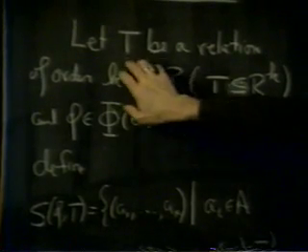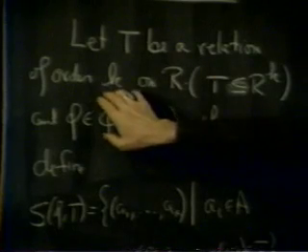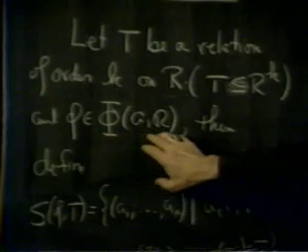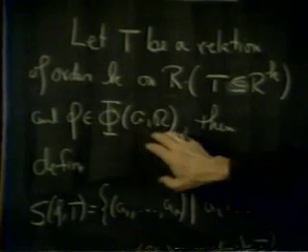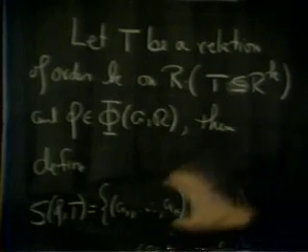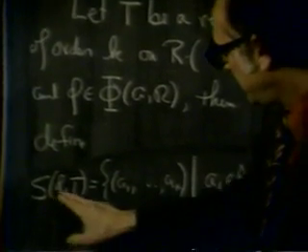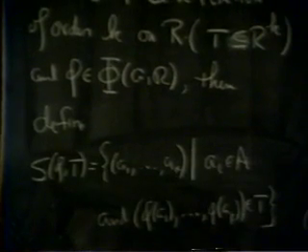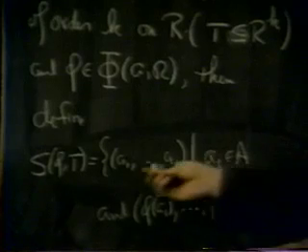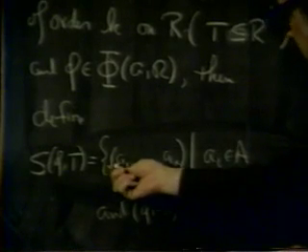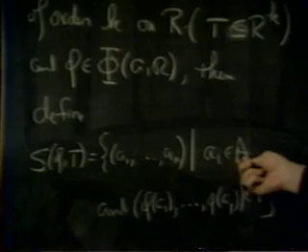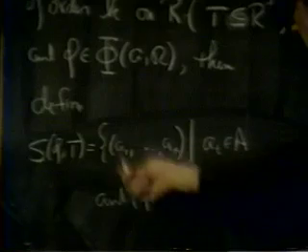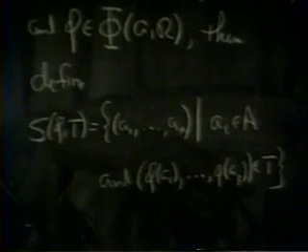So we let T be any relation of order K on R, and we let little phi be any homomorphism from A to R. Then I'll define the set S of phi and T. It depends both on the homomorphism and on the relation T. And that'll be the set of K-tuples, the elements of which are in A, such that the image of those under phi lie in the relation T.